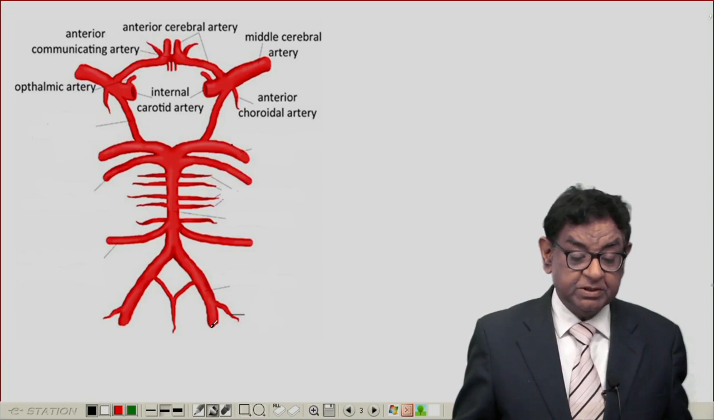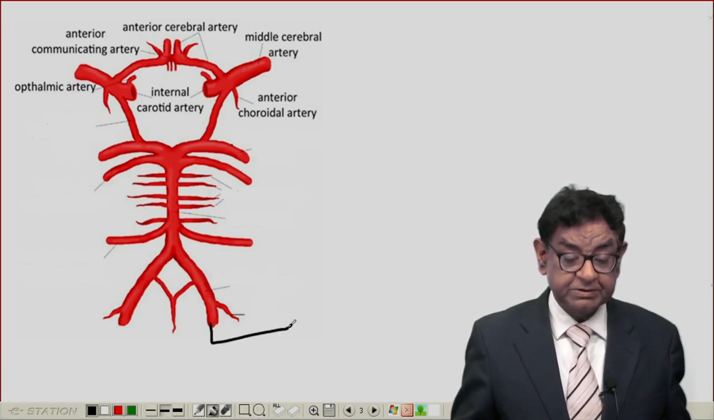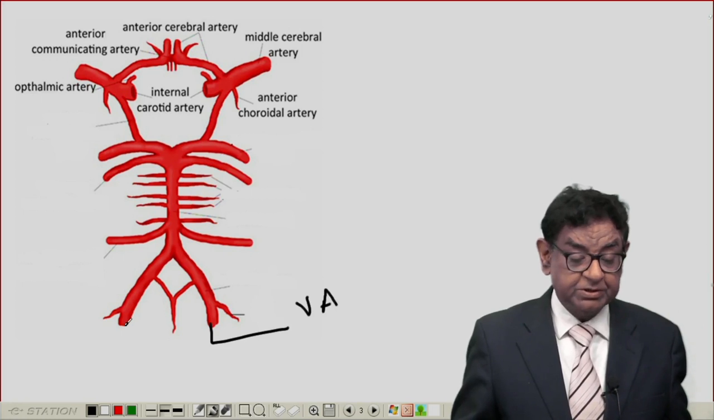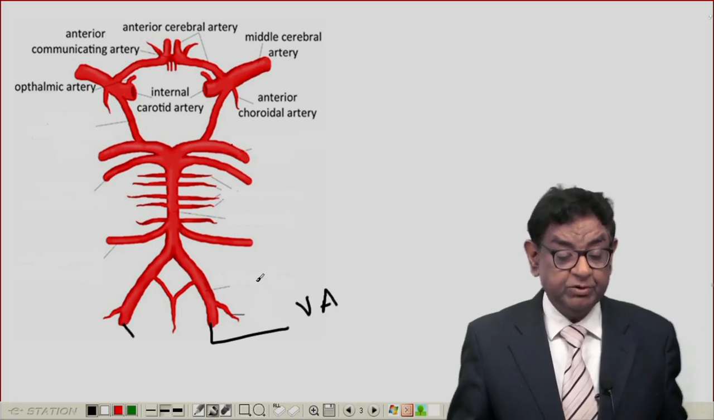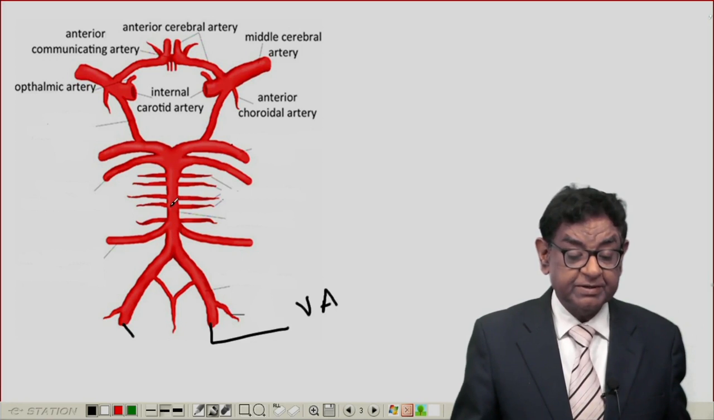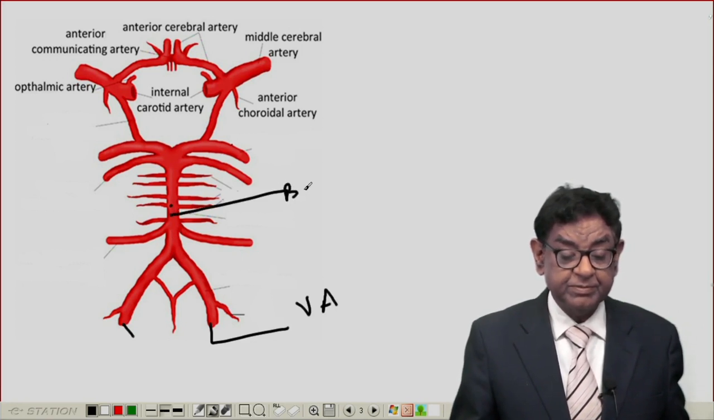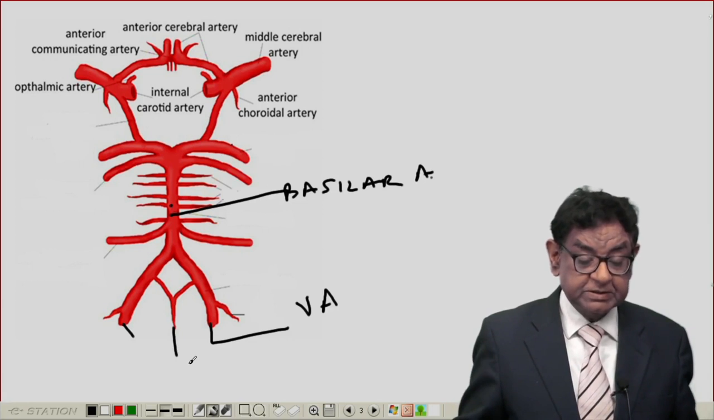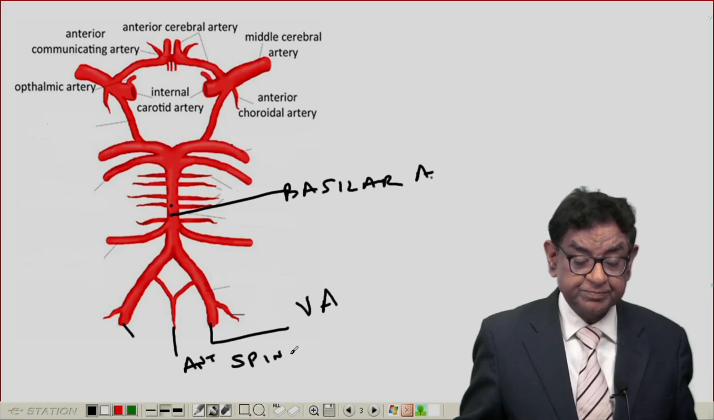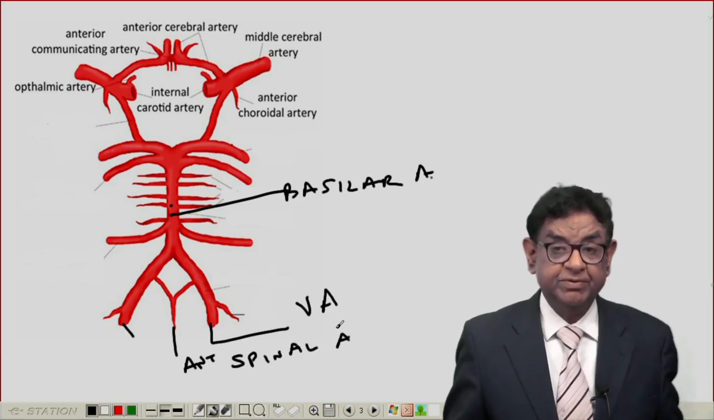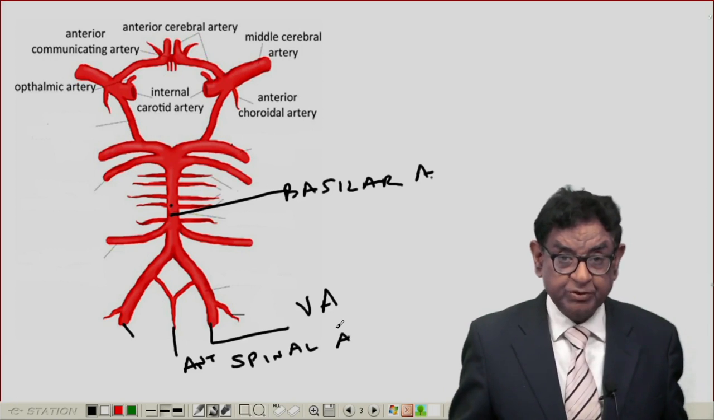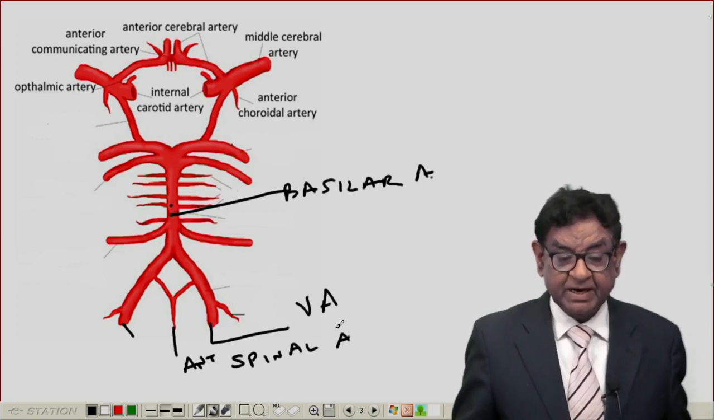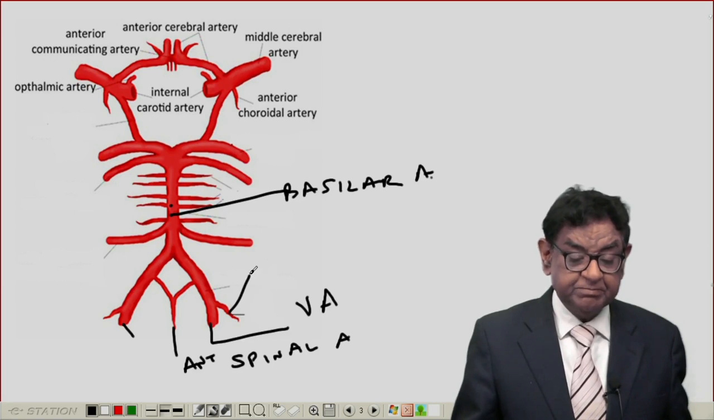So we have these two vertebral arteries, and they unite to make the basilar artery. Now this is the anterior spinal artery, which arises from the two vertebral arteries. They unite to make a single anterior spinal artery, and this is the PICA.